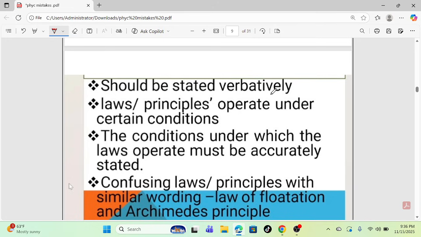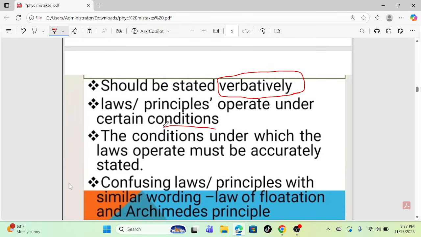Principles or laws should be stated verbatim. What do I mean? I mean it should be written exactly the way it is in the textbook. For example, state the law of magnetism. In case of any law or principle, it should be stated the way it is written in the textbook. Laws or principles that operate under certain conditions, the conditions must be stated.